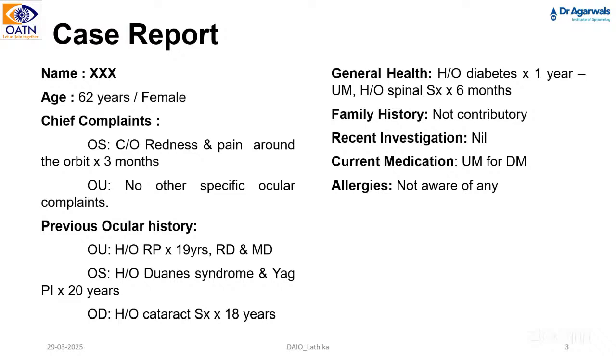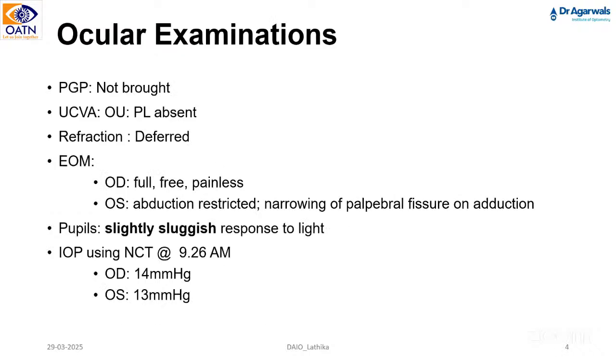General health. The patient had a history of diabetes and a history of spinal surgery 6 months ago. Family history not contributory. Recent investigations nil. The patient is under medication for diabetes mellitus, allergies not aware of any. Ocular examination. The PGP of the patient was not brought.